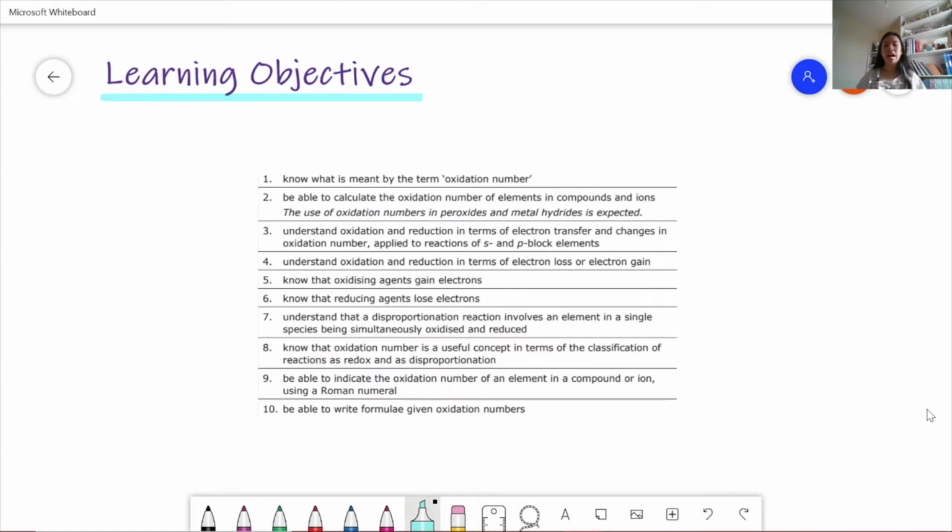We're then going to look at how oxidizing agents gain electrons and reducing agents lose electrons, and then understand that disproportionation reaction involves an element in a single species being simultaneously oxidized and reduced. And then we're going to look at how the oxidation number is a useful concept in terms of the classification of reactions as redox and as disproportionation. Then we're going to look at indicating the oxidation number of an element in a compound or ion using a Roman numeral, and then finally be able to write formulae given oxidation numbers.